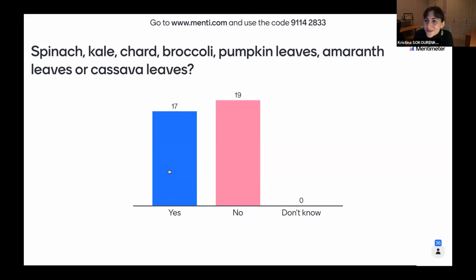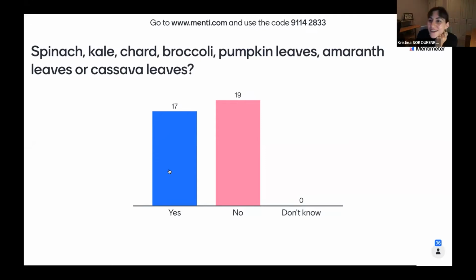Many of you wrote these for the examples, and these are actually not intended to be covered here for different reasons, either because it's not rich in vitamin A, it's not considered a dark green leafy vegetable, or because it's not consumed in significant amounts. So herbs are a really great example there. Yes, they are dark, they are green, they are leafy, but oftentimes they're used as garnish, not actually consumed in large amounts.